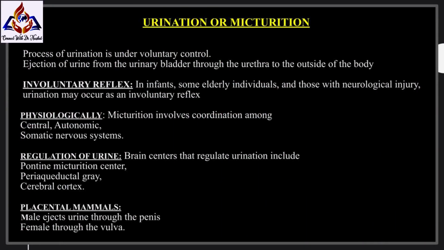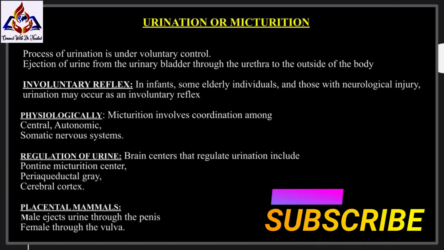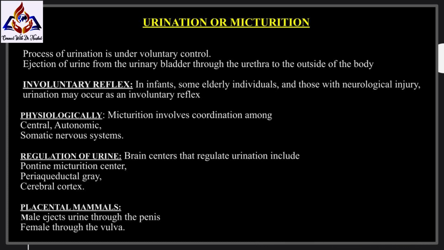Urination, also sometimes referred to as micturition, is the ejection of urine from the urinary bladder through the urethra to the outside of the body. In healthy humans and many other animals, the process of urination is under voluntary control. In infants, some elderly individuals, and those with neurological injury, urination may occur as an involuntary reflex.